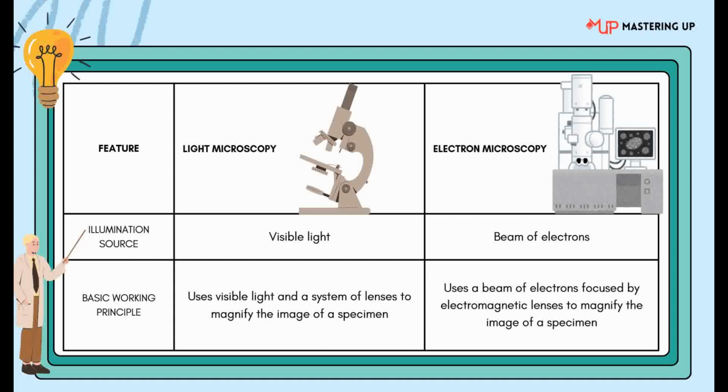Light microscopy and electron microscopy are two fundamental tools in biology, each based on different principles. Light microscopy uses visible light to illuminate a specimen. The light passes through or reflects off the sample, and lenses magnify the image. This will allow us to see structures in living cells and tissues. It's widely used in labs for basic observation.